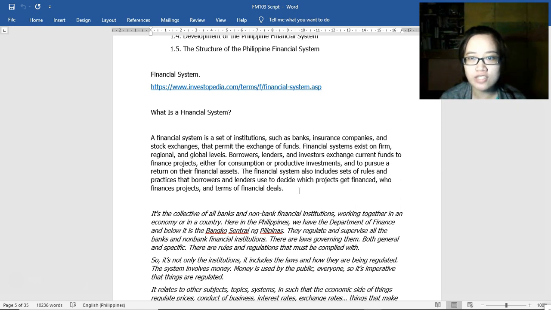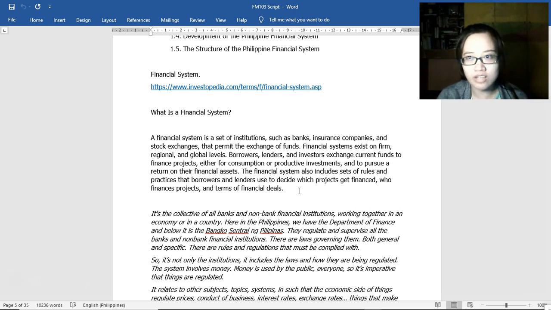to decide which projects get financed, who finances projects, and terms of financial deals. Okay, so basically the intermediaries, the financial institutions, most of them are banks. Okay, before they allow these borrowers to get money from them, before they grant the loans or the extension of the grant of the capital or the resource to them, of course they would have to assess or evaluate the capability of these people, or the idea that they have, or the business that they are doing. Okay, before they are given the financial resources.